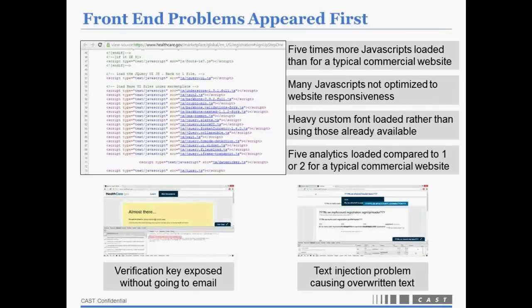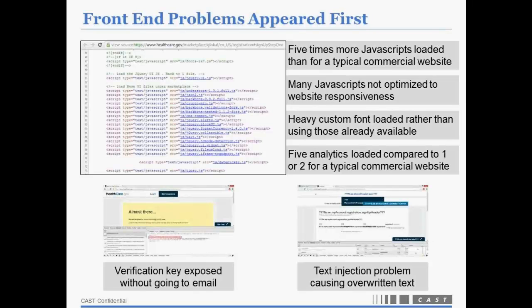But taking a look at some of the website components, what we could see are some very basic issues. And if you guys remember, early on, the problems that people were having were very much performance issues, of the site timing out, not being able to load pages, and having issues like that of just getting on to browse and to register. And so what you see here are 5 times as many JavaScripts loaded than you need, not being cached on the client and being reloaded every time. So the JavaScript was not optimized for website responsiveness.